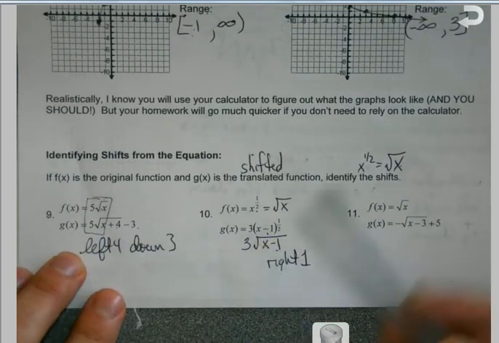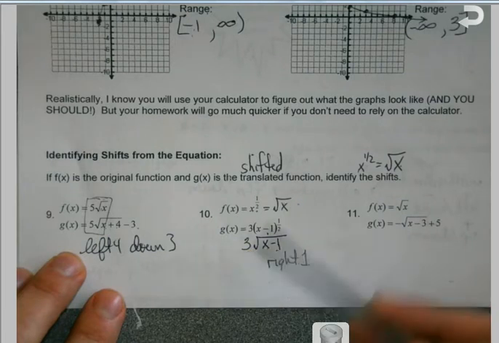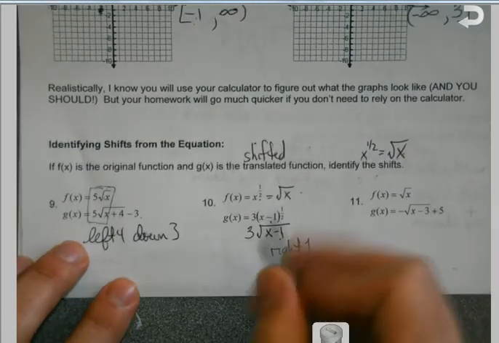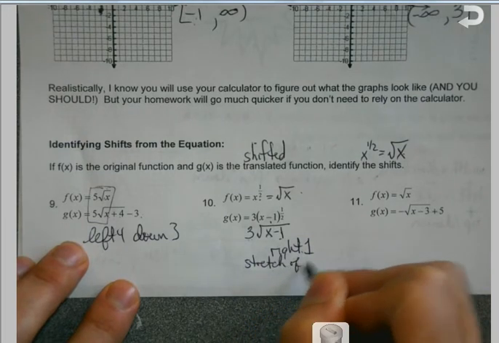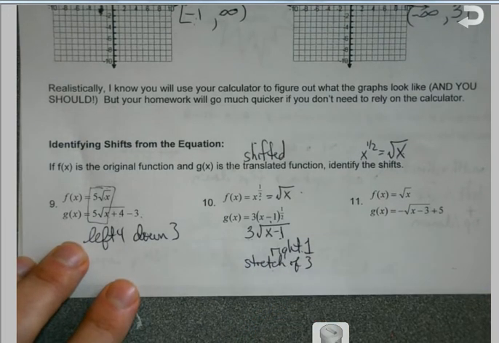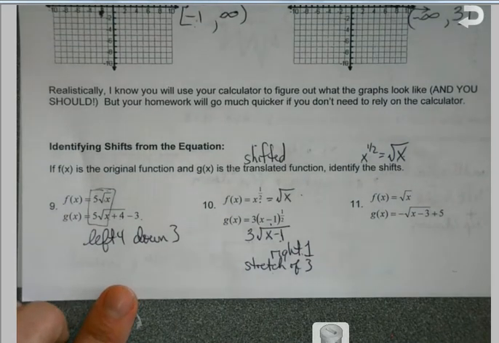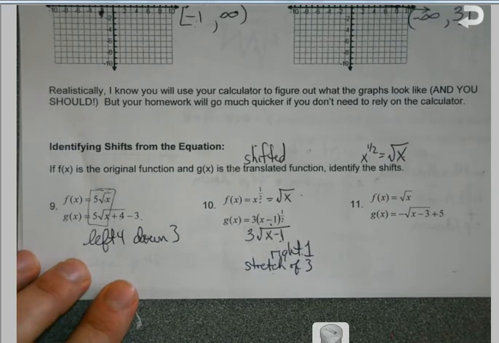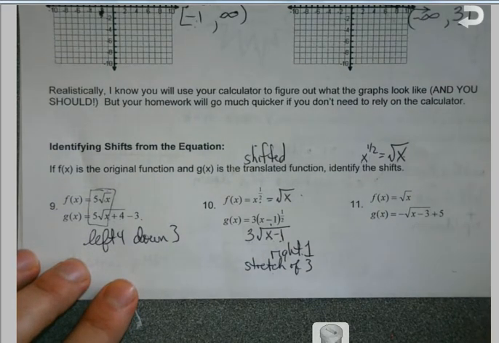Now here, the right 1 shift is different, but this time it is different that there's a 3 out front. So that's going to be a stretch of 3. In other words, you might say it gets wider by the 3, but that 3 is going to make a difference because it's going to make my graph take more time to open up or to get wider. But those are the types of translations or shift type things that we're looking at.